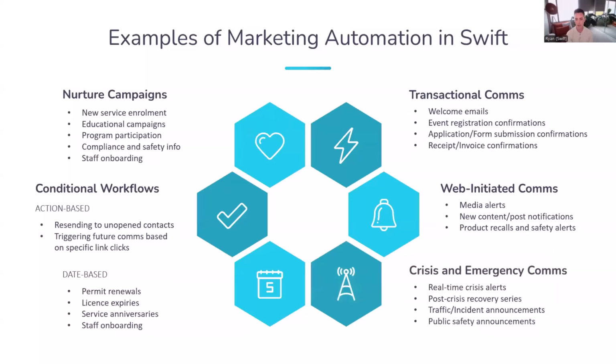And the last category is crisis and emergency comms, so real-time crisis alerts. We also recently worked on a project with Vic Roads where we send email alerts out whenever there's a new crisis or traffic control that's released. We'll send out email notifications to people based on the region that they're in. So this gives you an idea of the different types of marketing automation that's possible within Swift.